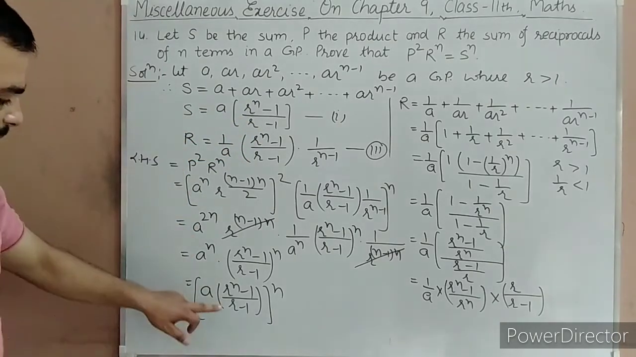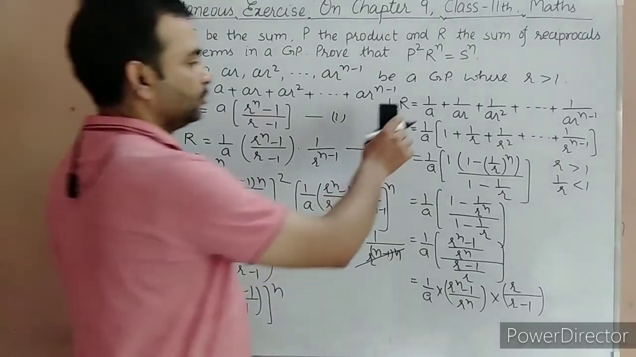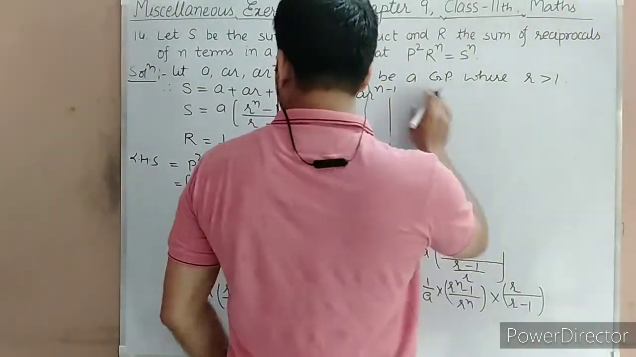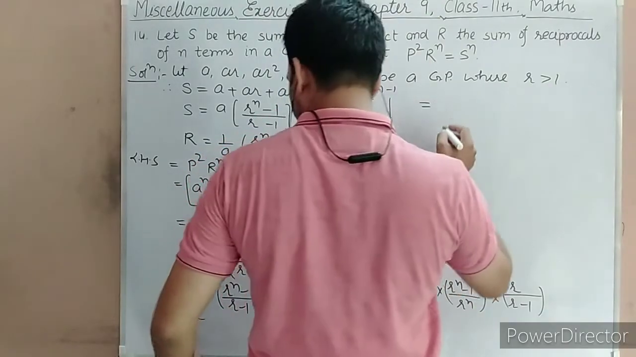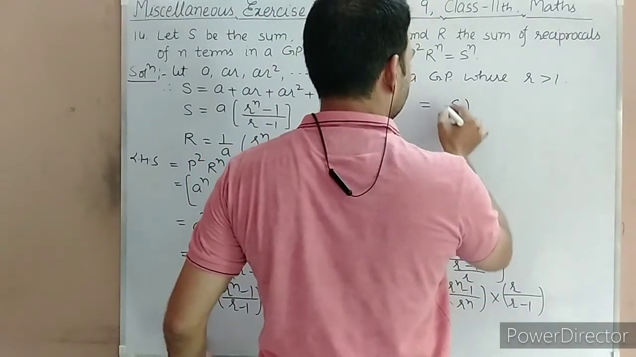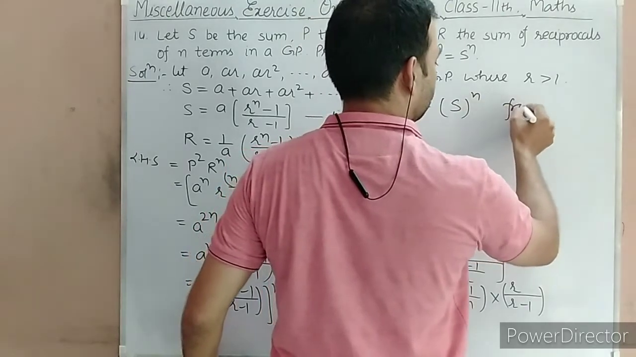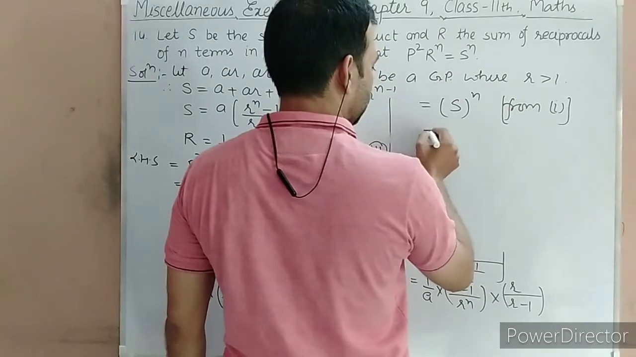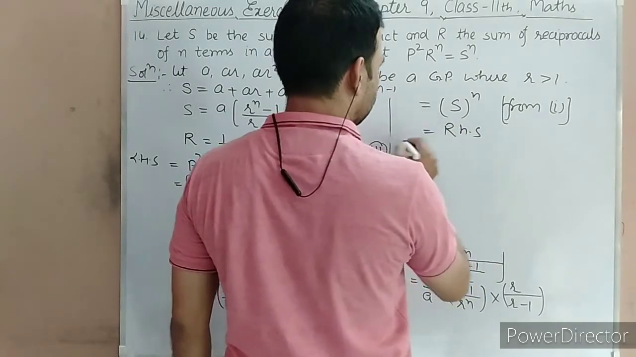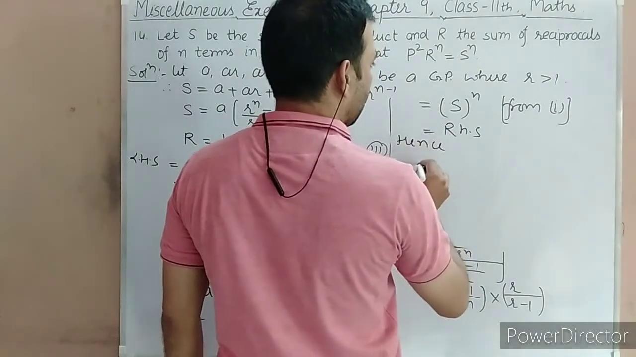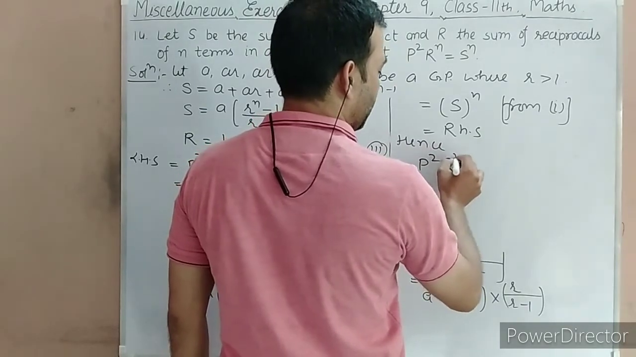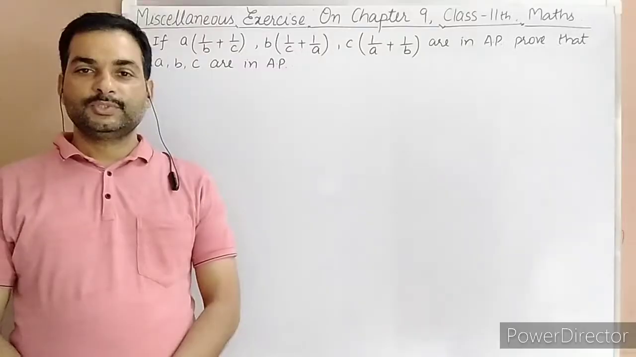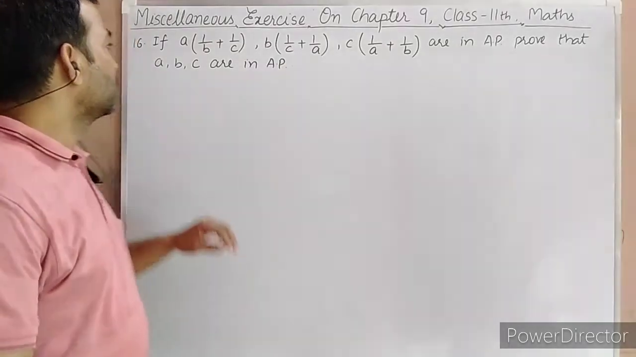So replace this by s. So I get the result. Therefore this is equal to s power n from 1. Okay, so this is RHS, hence p square r power n is equal to s power n. Hence proved.